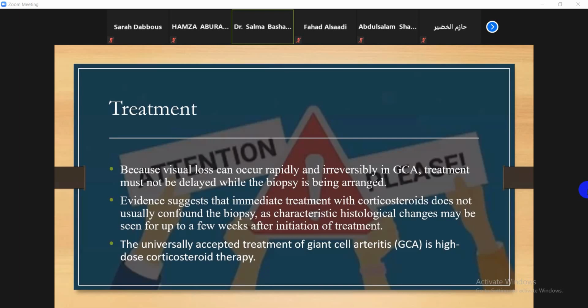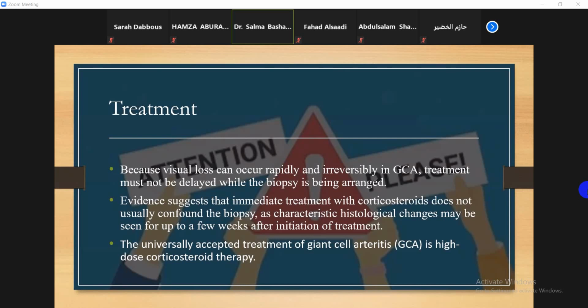But because the visual symptoms can occur rapidly and irreversibly, the treatment must not be delayed while the biopsy is being arranged. With a high index of suspicion for giant cell arteritis, you have to start the steroid to prevent permanent vision loss. The universally accepted treatment for giant cell arteritis is high-dose steroid therapy. The steroid does not really affect the result of the biopsy. Those histological changes may still be seen for a few weeks after initiation of treatment.